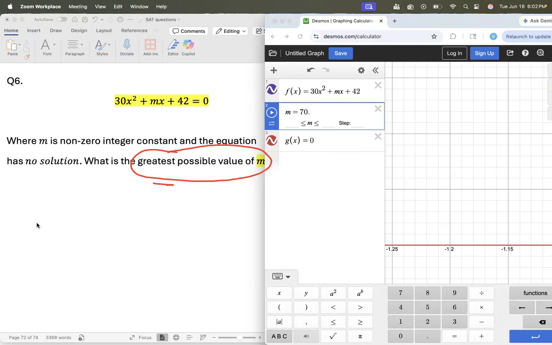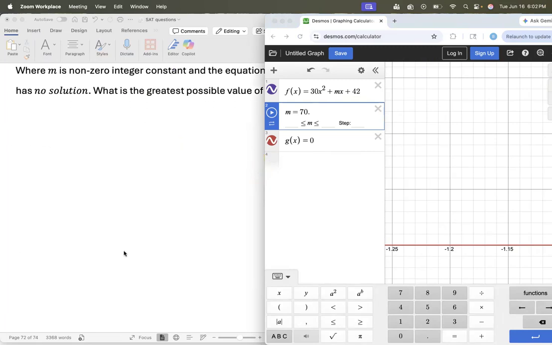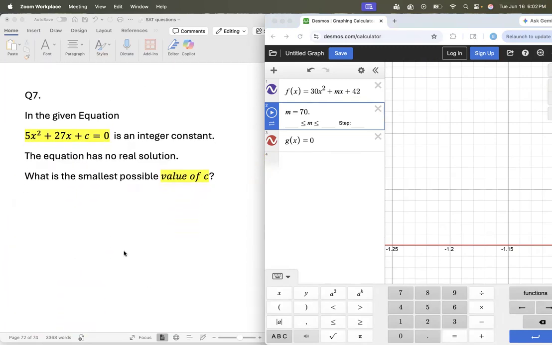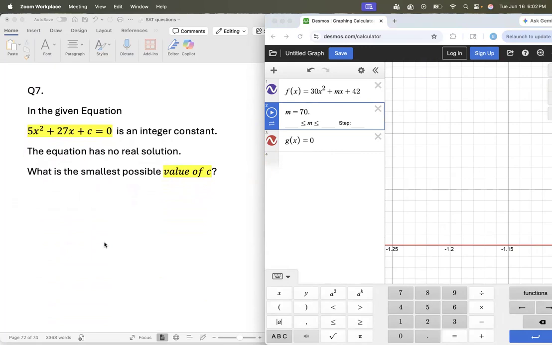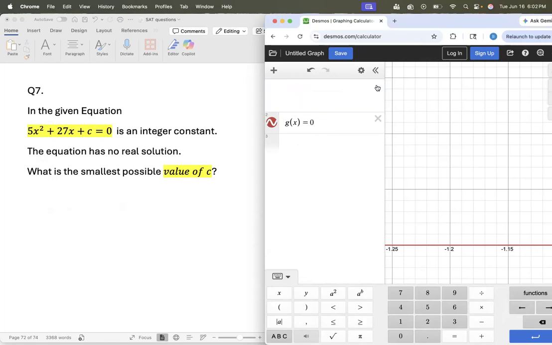Next question is the same thing, testing that concept. I don't want you to lose points. In the given equation, c is an integer constant. The equation has no solution. What is the smallest possible value of c? C can be what? Maximum or minimum. And it can have more than two solutions, right? But it's the same thing. The graph depends whether it's smallest or maximum based on how it opens.